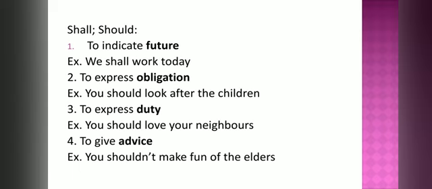Shall and should. Shall and should are modal auxiliaries which are used to express future tense, obligation, duty and advice. For example, we shall work today. Here shall indicates future tense. To express obligation, the example is we should look after the children. Here should expresses obligation. Next example, you should love your neighbor. Here should expresses duty. You shouldn't make fun of the elders. Here should expresses advice.